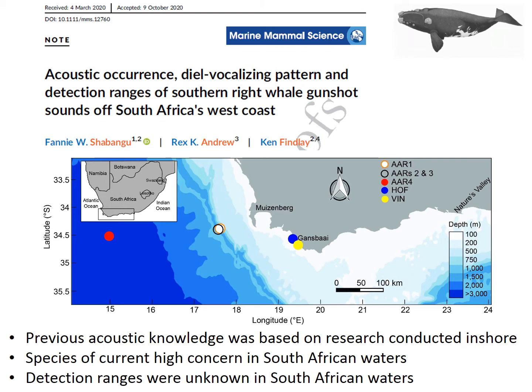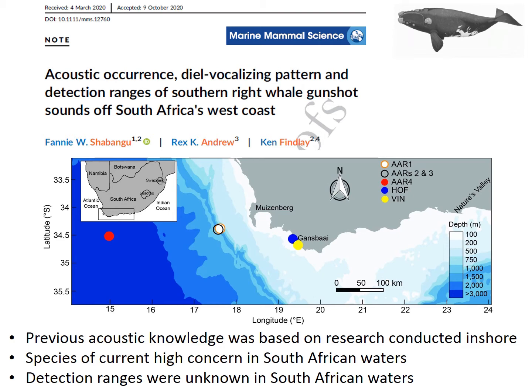Previous knowledge of acoustic occurrence and behavior of southern right whales in South Africa was based on research conducted inshore, and it was very important for us to extend this research to offshore, as we looked into this offshore region to see when these whales occur and how they use the offshore region compared to the inshore region.